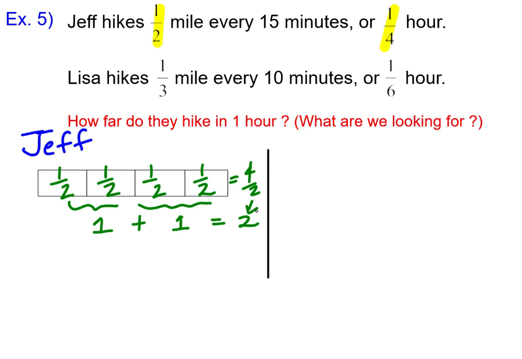So we can see this. Jeff's going to go 2 miles. So at the rate that he walks, in 1 hour, he's going to travel 2 miles. Okay. So now let's take a look at Lisa.